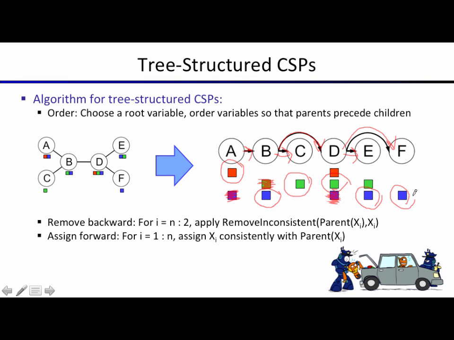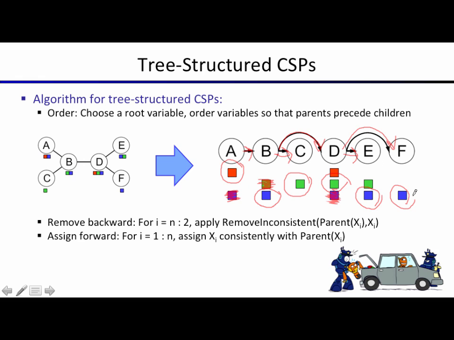Yeah? Can we not pick the value that gives you the minimum number, or the maximum number of possibilities? No, so the trick here is that you don't have to. Because this is a tree, and we're going to prove this in a second, the forward pass is guaranteed to not backtrack. Okay? And that's because we went ahead and made all those arcs consistent.